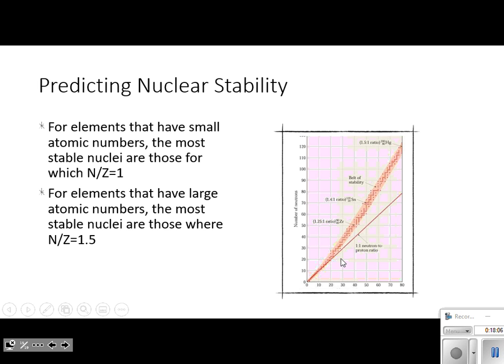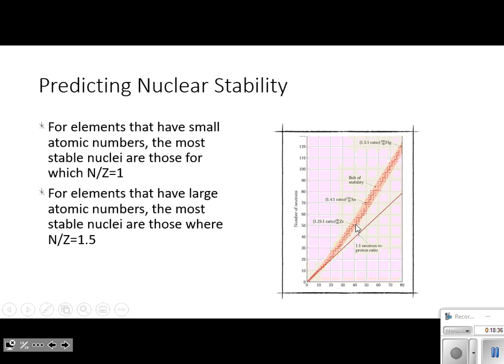So if I look at this down here, you probably can't read it, but this is element 20 and below, because these are the number of protons right here. Actually, these are the number of neutrons. These are the number of protons. So right here is 20. 20 and below, can you see that's right on that 1-to-1 line? Those are stable nuclei at that point.